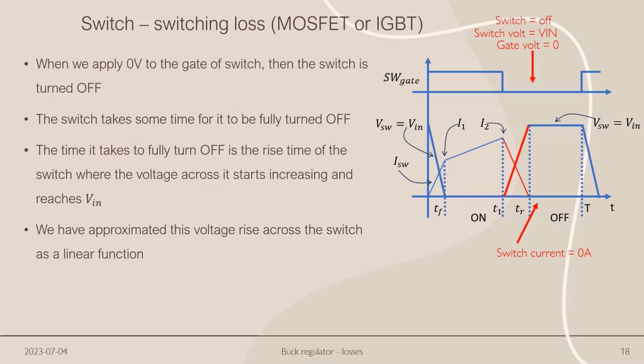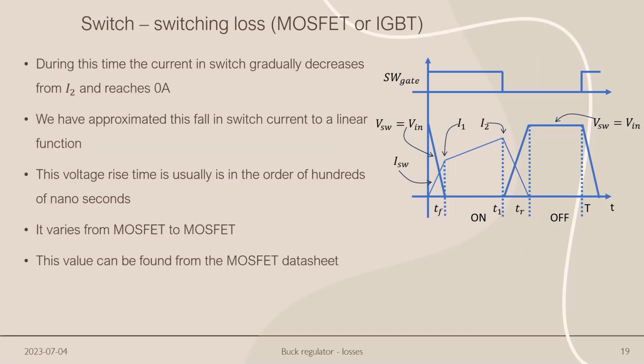We have approximated this voltage rise across the switch as a linear function. When the switch is turned off, the current gradually falls. The inductor current falls from I2 to 0. Let us approximate this current as a linear function. During this time, the switch voltage rises from 0 volt to Vin. This time duration is in terms of nanoseconds. However, it varies from MOSFET to MOSFET. This rise and fall time can be obtained from the data sheet of the MOSFET used in buck regulator construction.